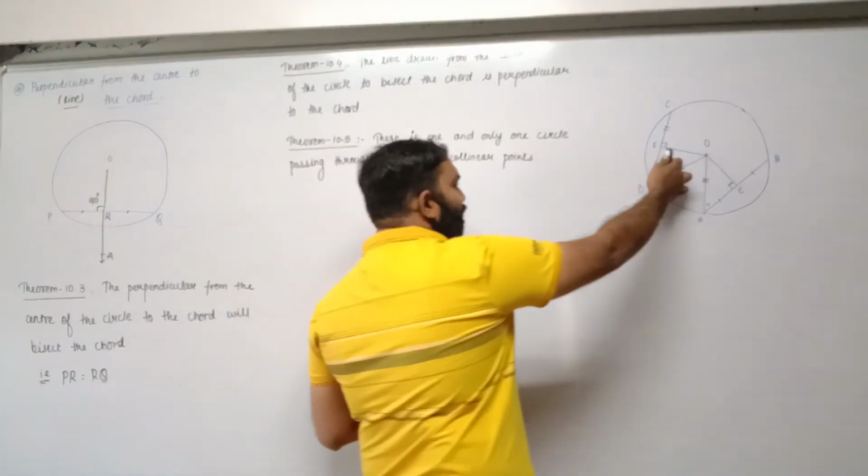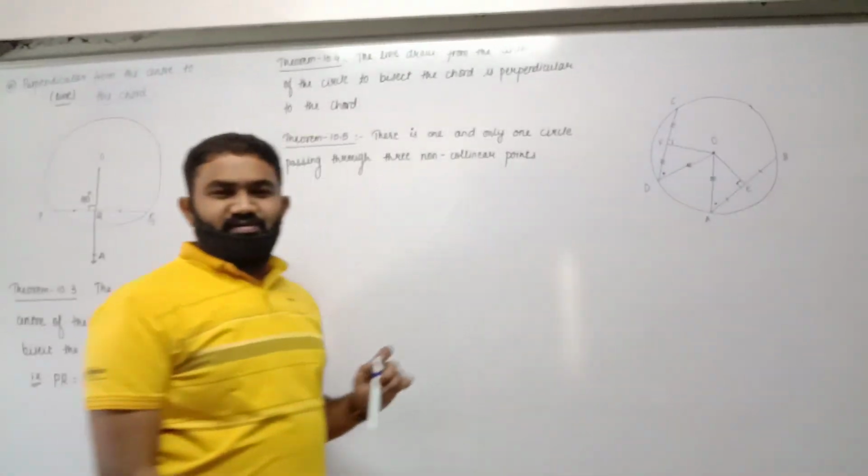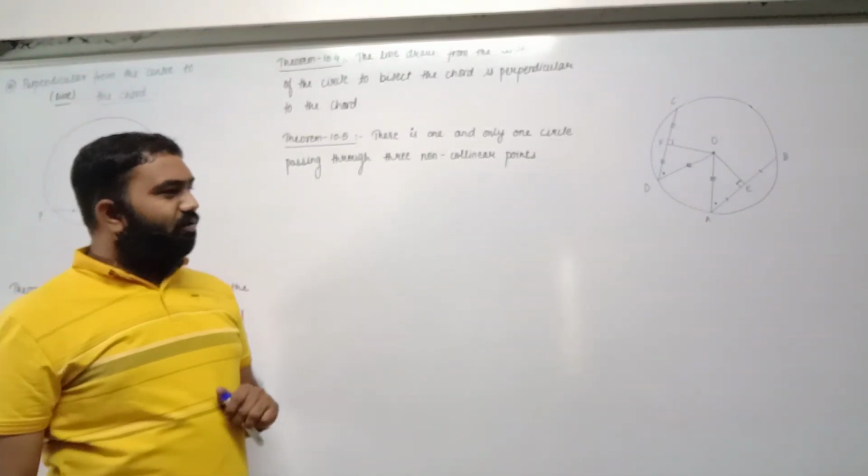So we are going to prove the congruency between these two triangles. Which triangles? OFD and OEA.